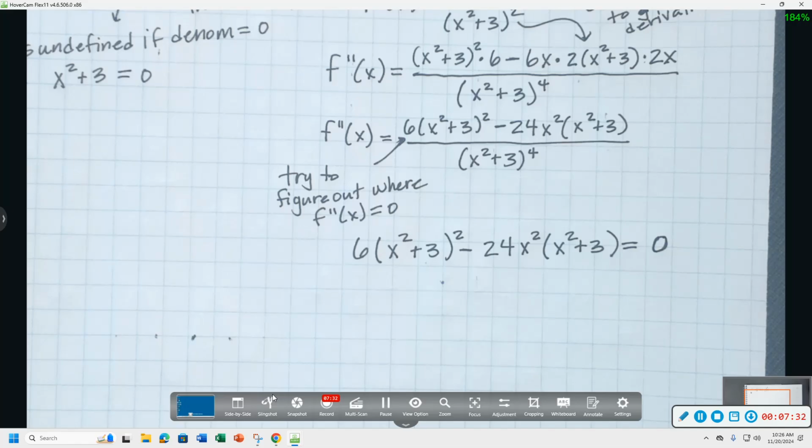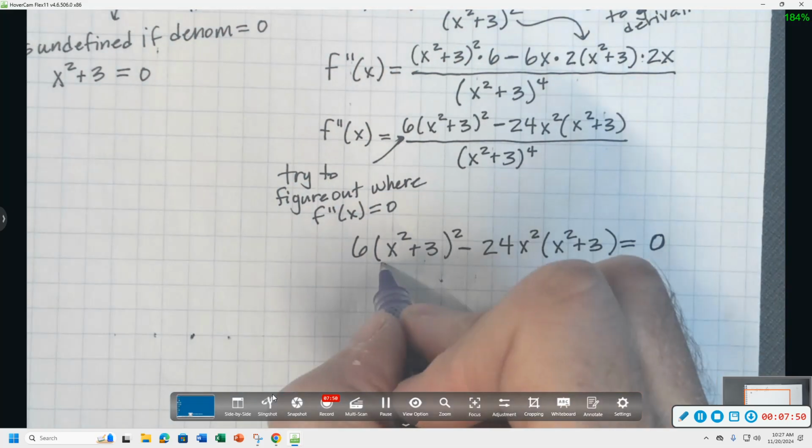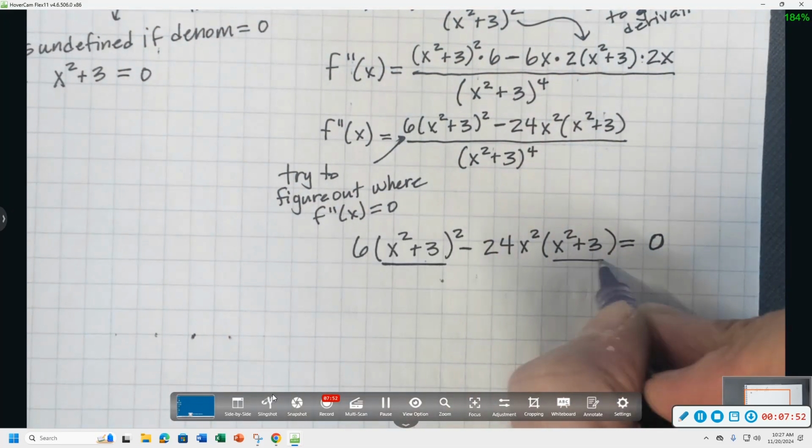But I do know that something I've done a lot when I'm simplifying is I've pulled out a common factor. Is there a common factor in those two terms? x squared plus 3. So I'm going to do that. I'm going to pull out a common factor and see if that might help my cause. So I have a common factor.